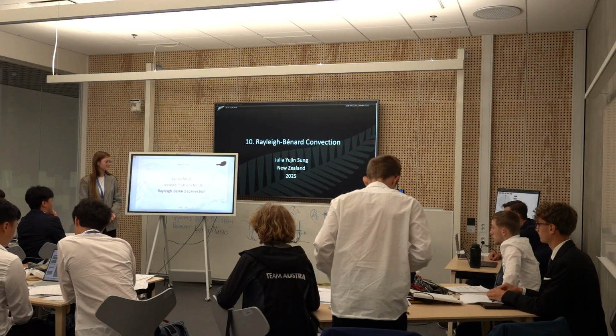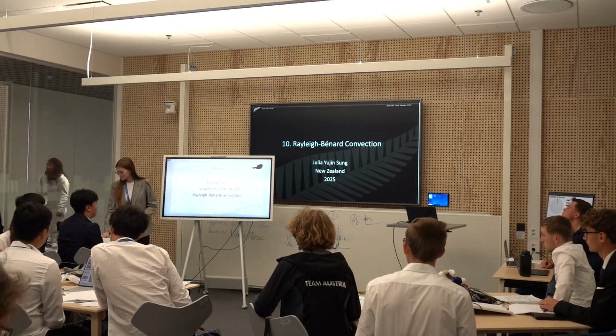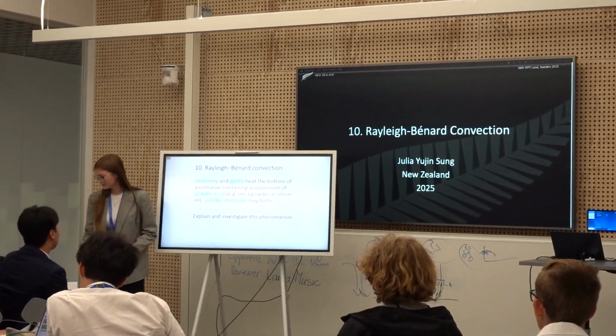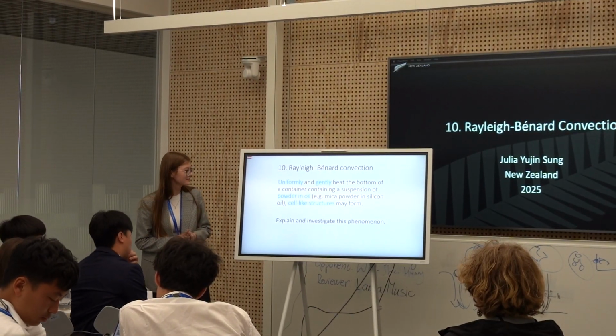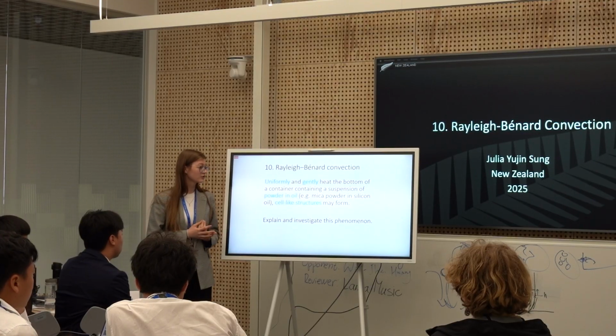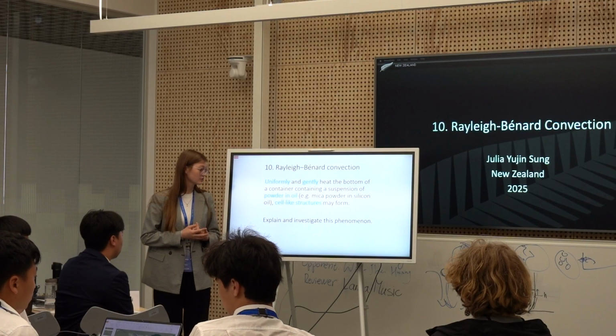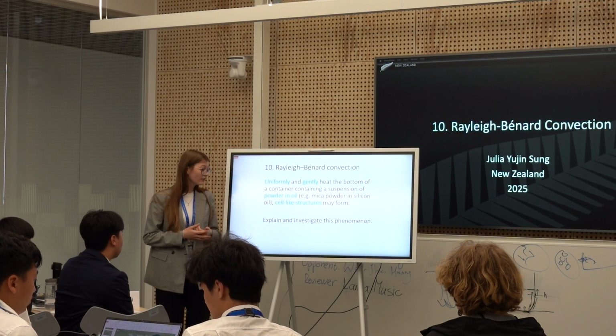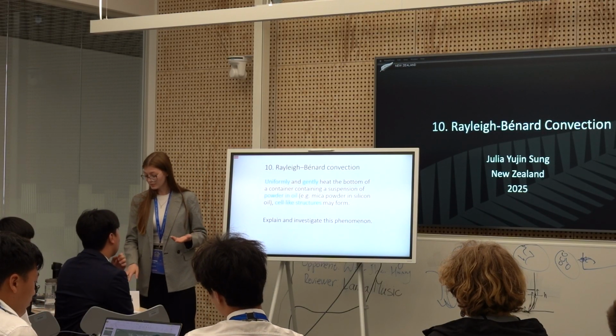And I'll be reviewing problem number 10, Rayleigh convection. So first, let's get into the evaluation of the problem statement. Uniformly and gently heat the bottom of a container containing a suspension of powder and oil, for example, mica powder and silicone oil, and cell-like structures may form. Explain and investigate this phenomenon.